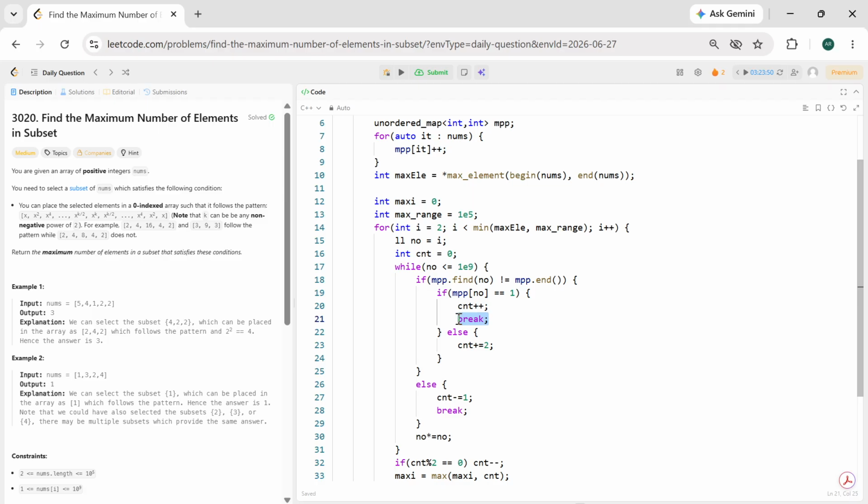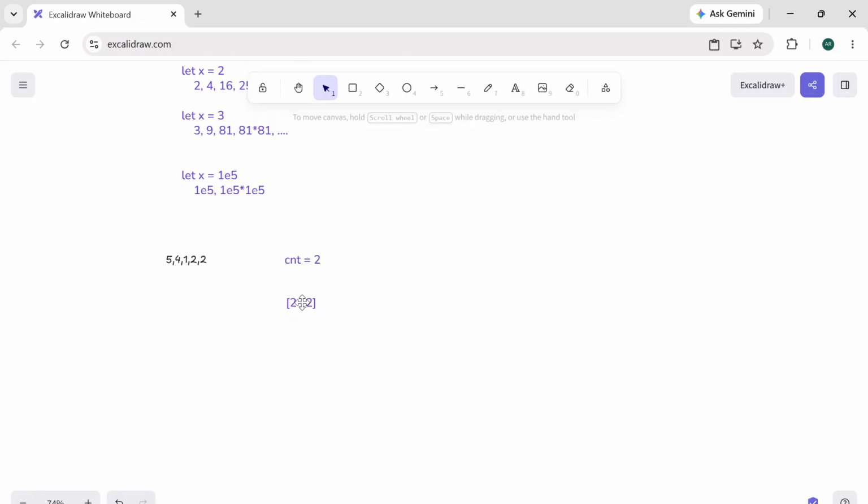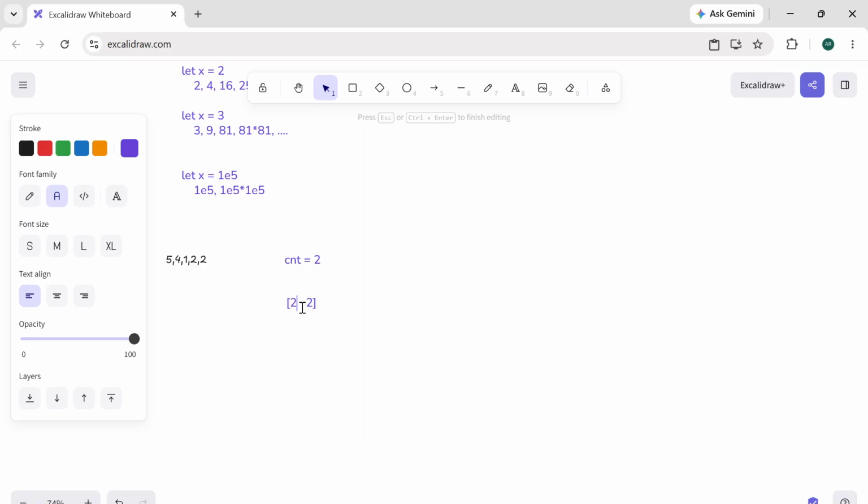This is very important. Why? Because if the frequency of 4 were greater than 1, let's say 2, you would have put the values like this: 4 over here and 4 over here, and you would essentially be looking for a value next to the 4, right?